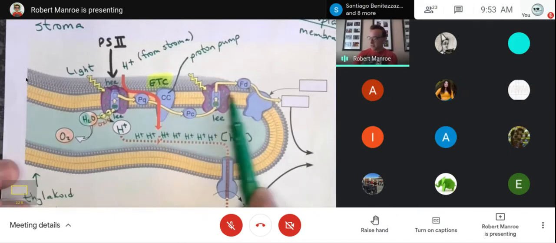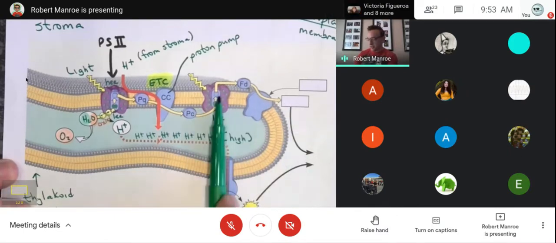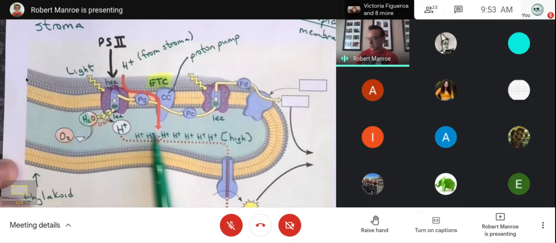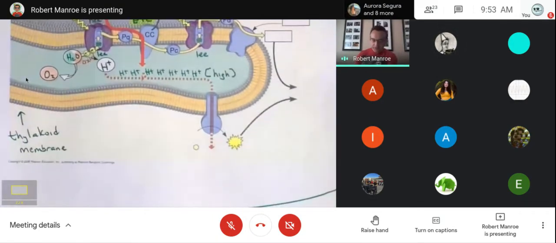Do you want to go here with photosystem 2, or excuse me, photosystem 1, or do you want to go down here and make ATP? I have no preference. Which do you want to do first? ATP. ATP, you got it. Okay, so you go down here.